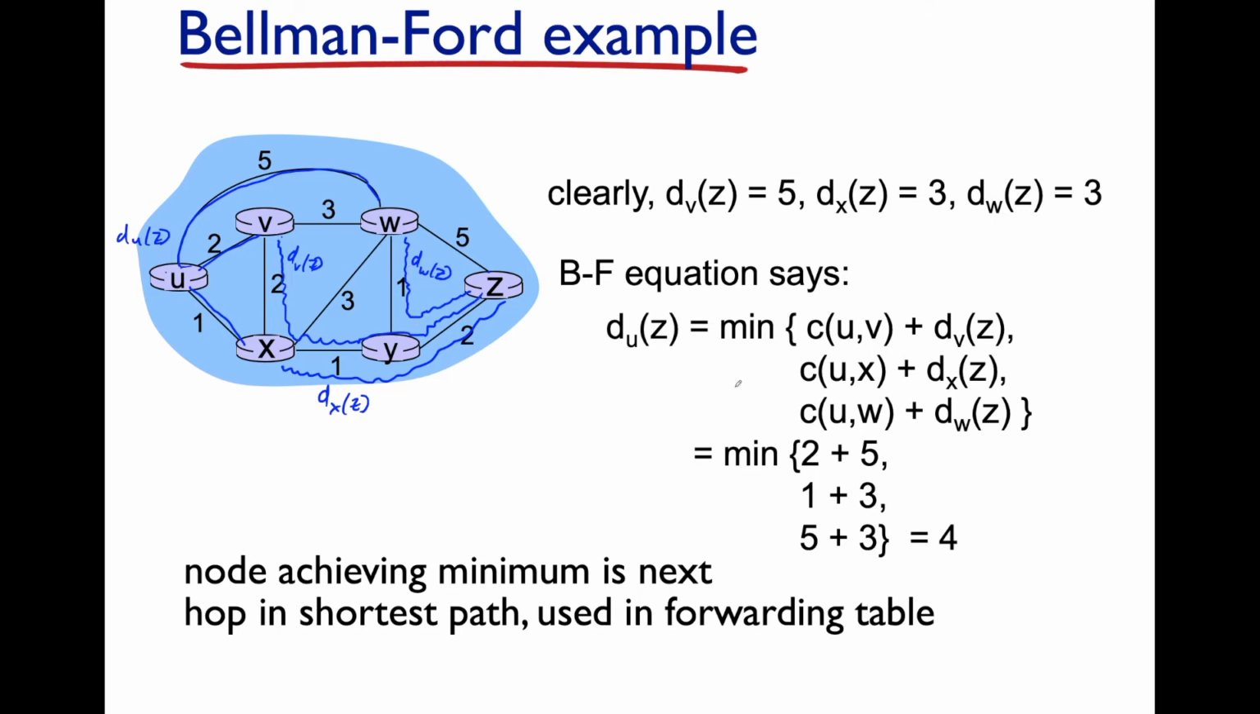So if we fill in these values, going indirectly through V, then from V to Z along the least cost path, that's 2 plus 5, which is 7. To go indirectly through X, that's 1 plus 3, that's 4. And then to go indirectly through W, that's 5 plus 3, which is 8. And so the cheapest alternative here is to go indirectly through X. So we're going to take this U to X for a cost of 1, and then cost of 3 to get along the least cost path from X to Z. So we're going to call that cost 4 because 1 plus 3 is 4.